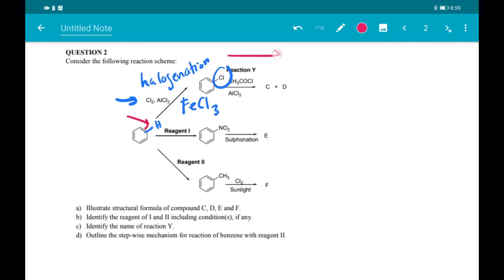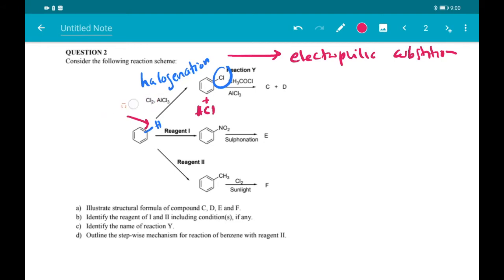So this process is actually a part of the electrophilic substitution reaction or the mechanism. Right? So what you can see is the Cl will be replacing the hydrogen from the benzene, and then another chlorine from the Cl2 will combine with the removed hydrogen to produce HCl. So this is the halogenation reaction under the electrophilic substitution reaction.